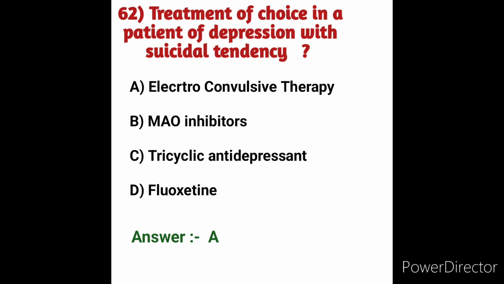Why? In these cases, ECT improves patients who have severe symptoms of depression and mania. Electroconvulsive therapy can provide rapid and significant improvements in patients. This is one of the treatments of choice for depression with suicidal tendency or psychological problem conditions. Options B, C, D are medical management. Here the treatment of choice is ECT. Answer A, ECT.